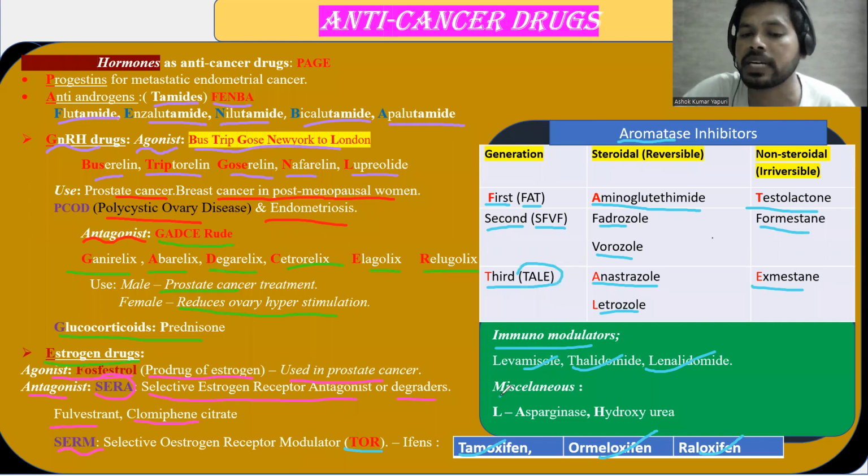One of the miscellaneous category drugs is L-asparaginase, an enzyme preparation for cancer treatment derived from the source E. coli, Escherichia coli. Another drug is hydroxyurea, which is hydroxylation of urea, giving hydroxyurea. So this is about anti-cancer drugs classification part 2.